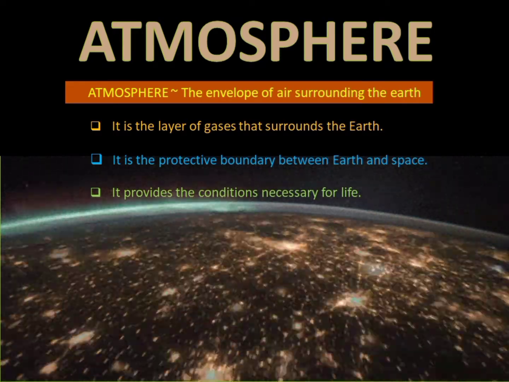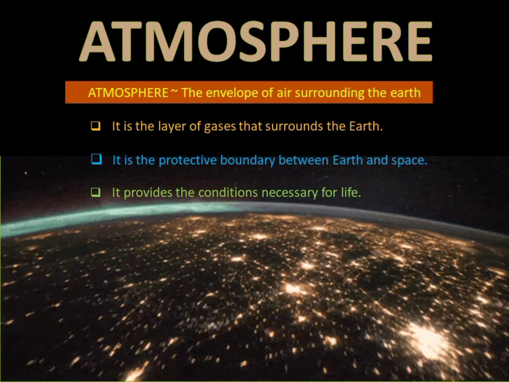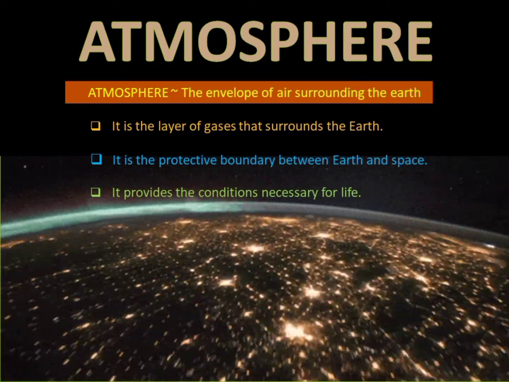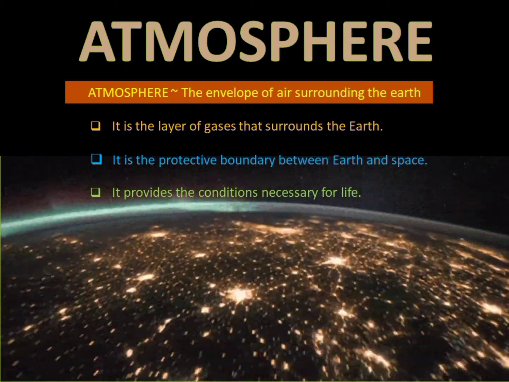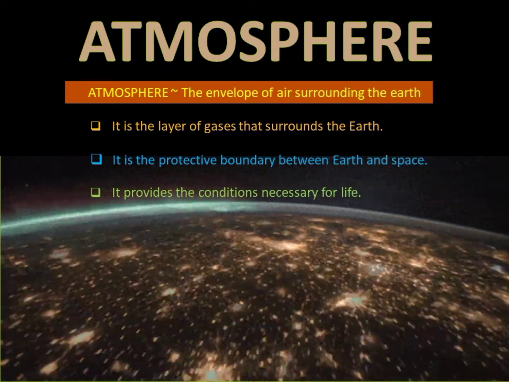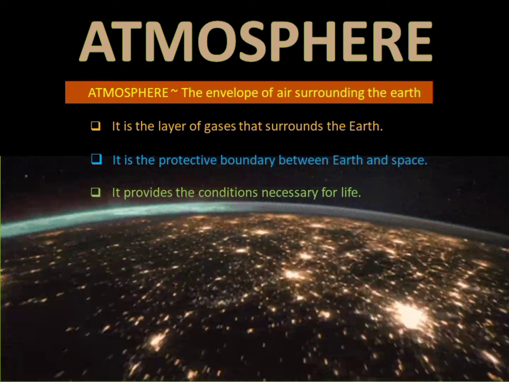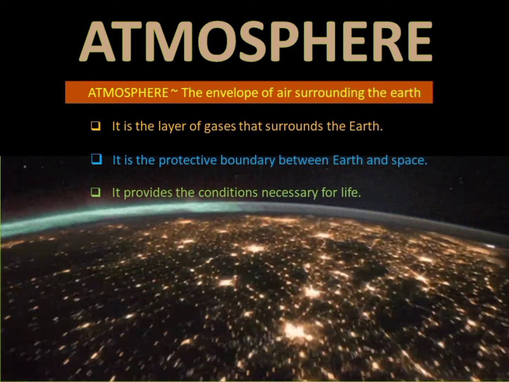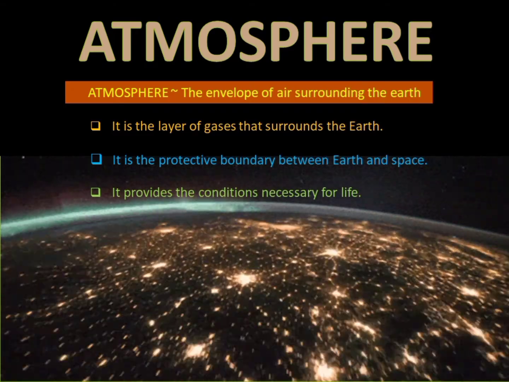The atmosphere is made up of a variety of gases. The Earth is a unique planet because it is the only planet having life on it. Its capacity to support life makes it different from all other planets.